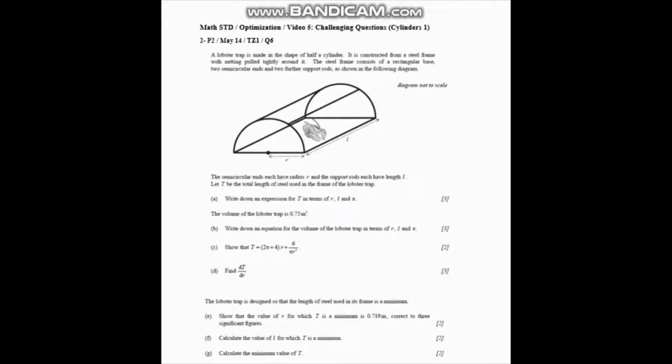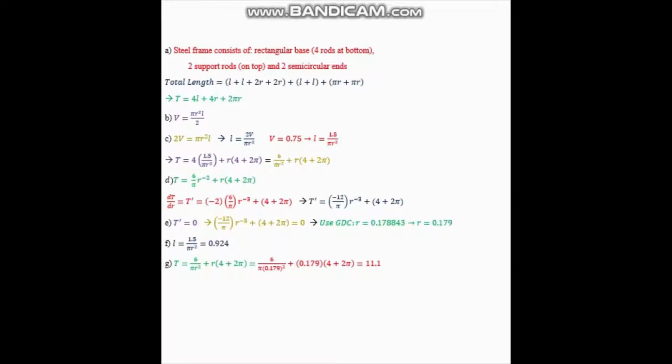I'm required in F to calculate the value of L for which T is a minimum. So in order to find the value of L, I shall simply plug the value of r into the expression of L. So since L equals 1.5 over pi r squared, I'm just going to plug 0.719 into this expression right there, getting 0.924.